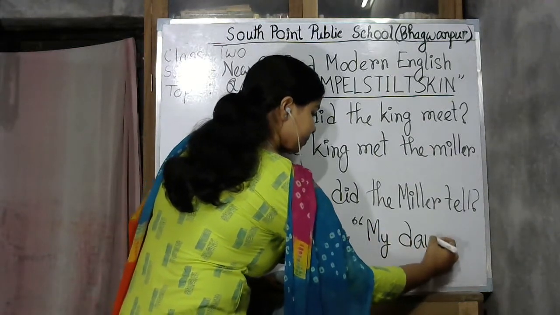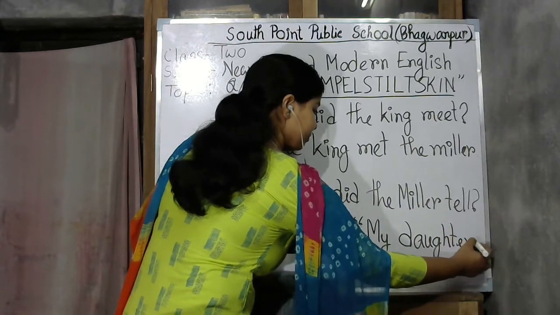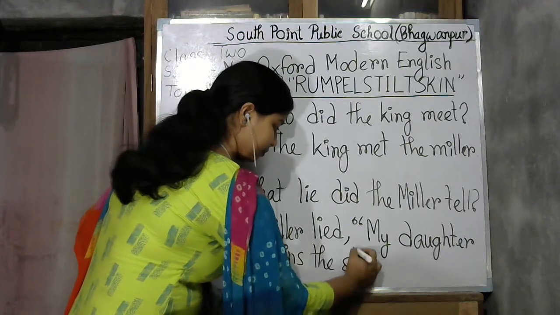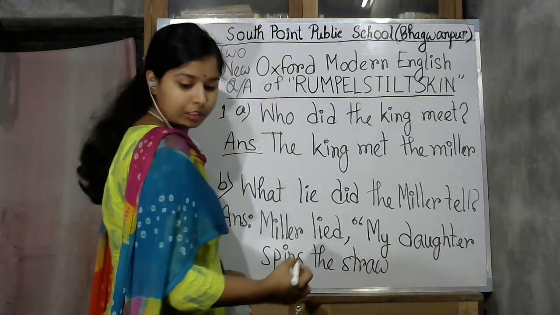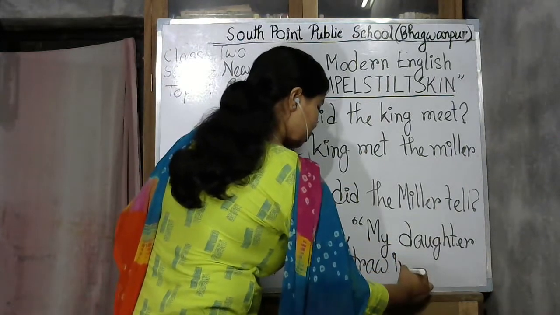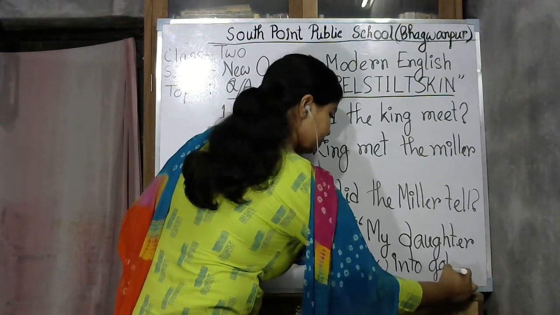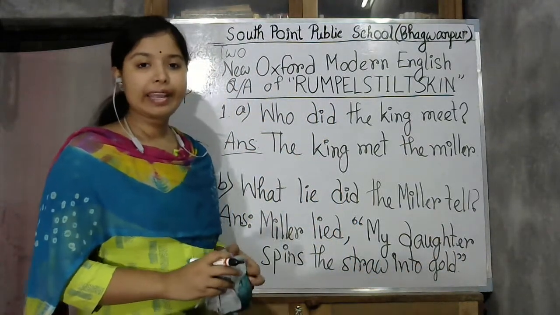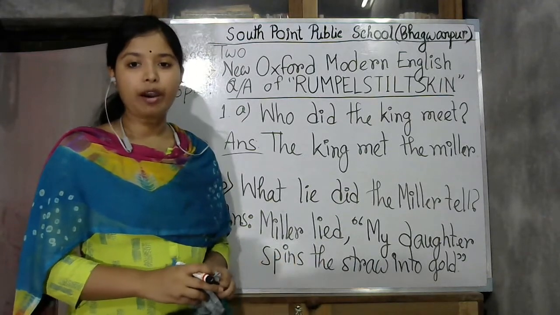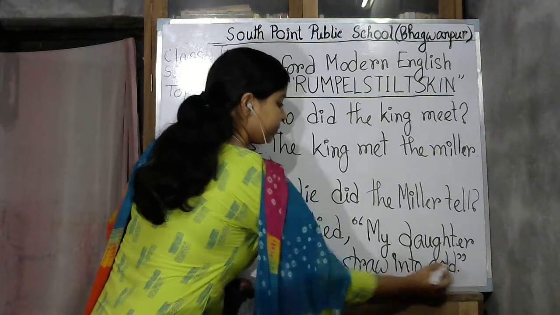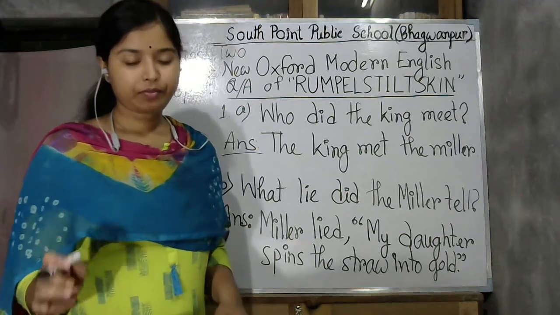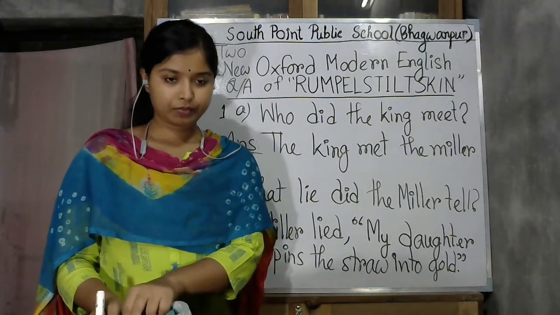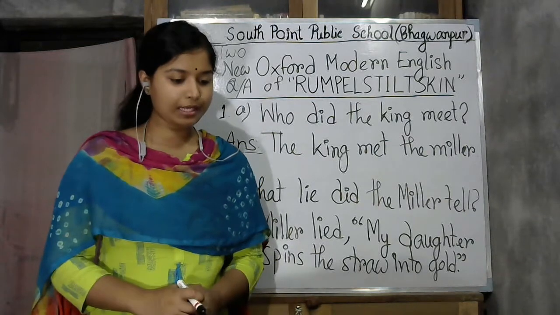My daughter spins the straw into gold. Okay, so what lie did the miller tell? The miller lied: my daughter spins the straw into gold. It will be the answer. Okay, write it down in your copy. We will move to the next question.